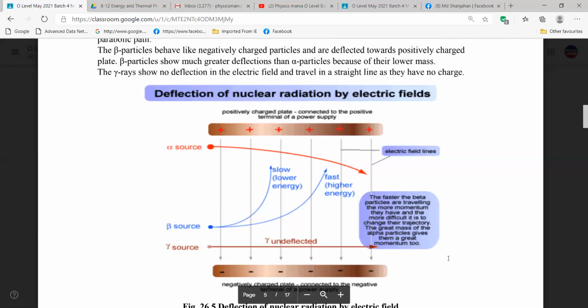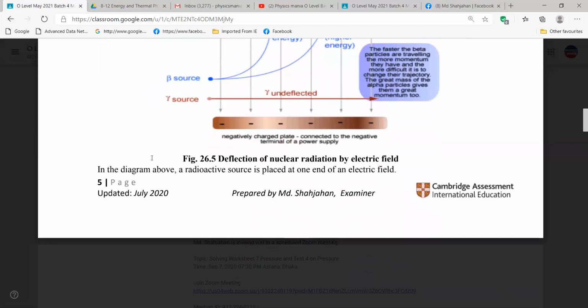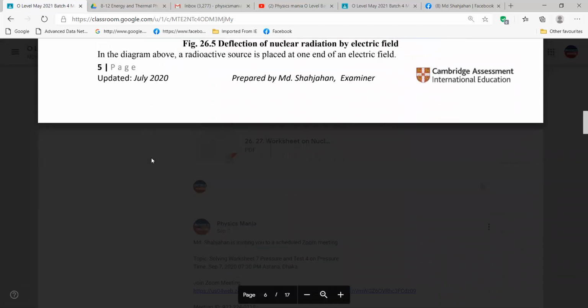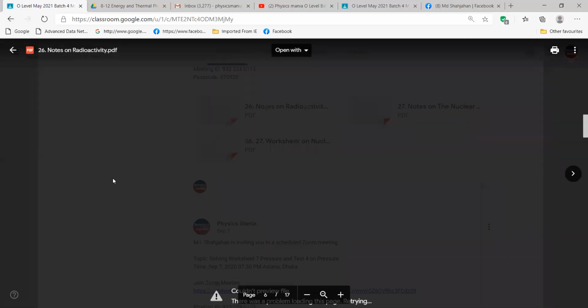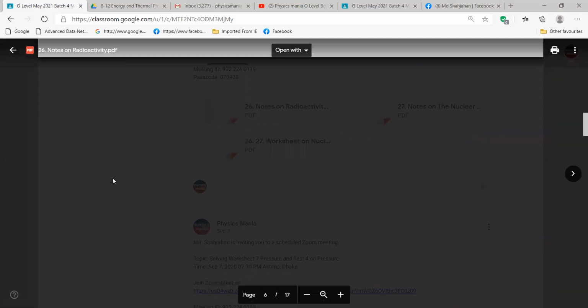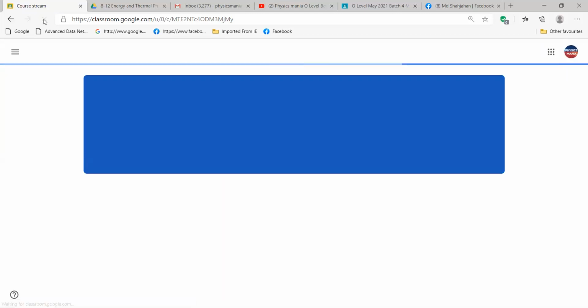Done, sir. Okay, you wrote that information in three points? Yes, sir. Now we are going for another one, that is deflection of alpha, beta, gamma in a magnetic field.